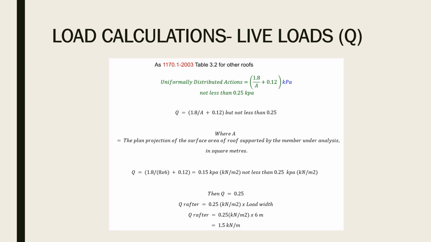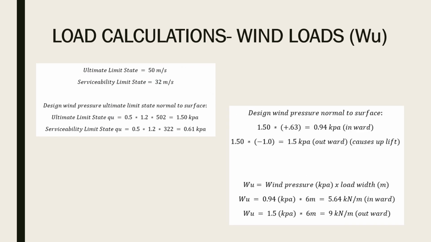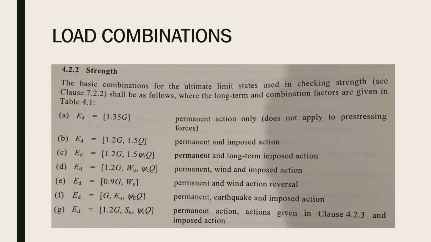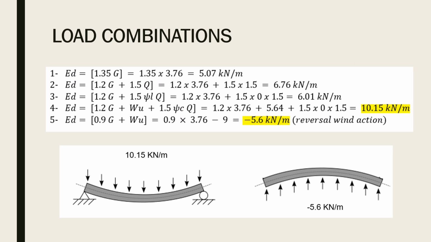Live loads have been calculated in the early stages as per table 3.2 for roofs. As it was for live loads, wind loads have been previously calculated, and thus those results will be taken and worked on. Now that all the loads have been calculated, we combine these loads as per the combination of actions of AS1170 section 4.2.2. From our load combinations, we see that the highest sum shows the compression force on the beam, and the resulting reversal wind action being generated being the lowest sum.